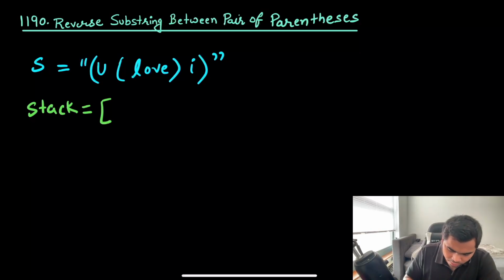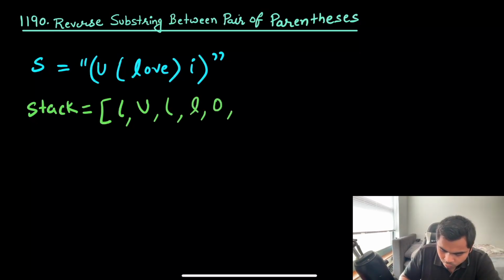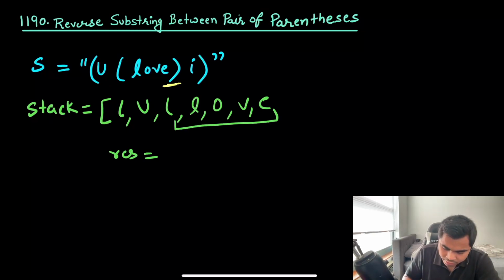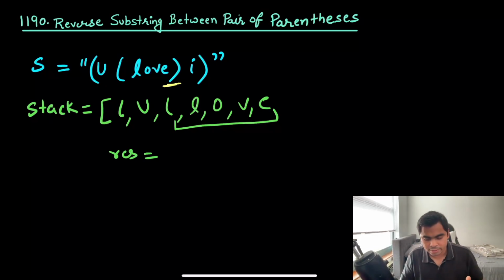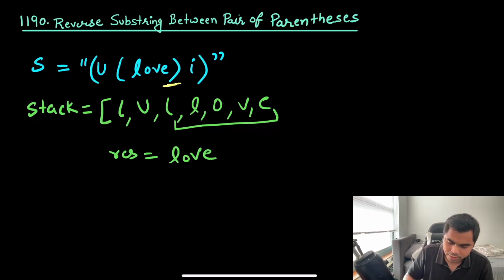Okay, so in here we will start iterating over S. We see an open bracket, we append it to my stack, then we see U, append it to my stack, then an open bracket again, then I see L, then O, then V, then E. Now I see a closing bracket. That means I will start popping all of these values and create my result. I'll pop E, and I'll pop everything together until here, creating the string in such a way that I get the exact string in the same order. So I'll get LOVE.